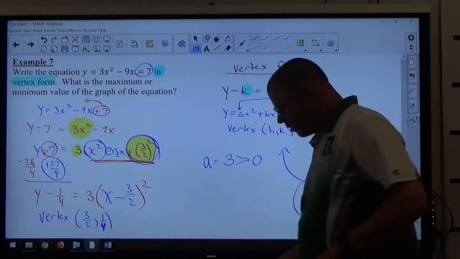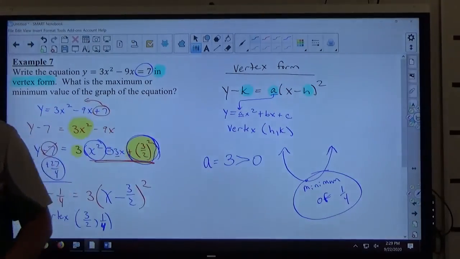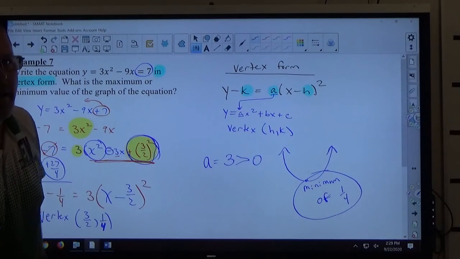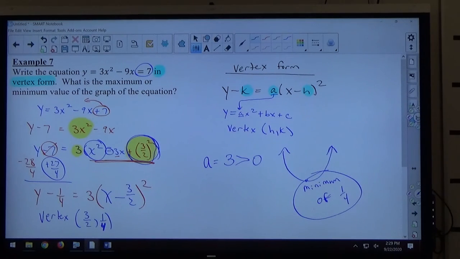All right? So that's how we make the vertex form of a quadratic equation. Again, it involves completing the square. It involves a little bit of distributive property. It's a little bit complicated, but if you practice the technique, it's systematic. It works very nicely. You just have to be careful with it.